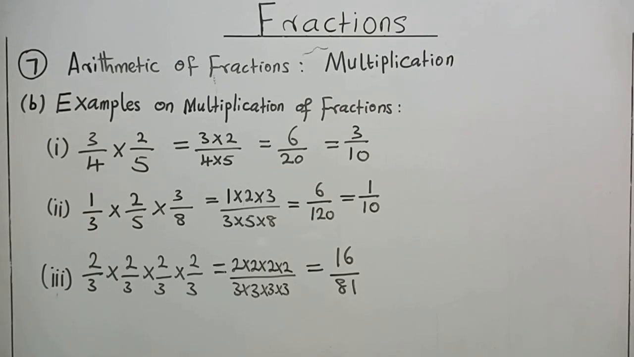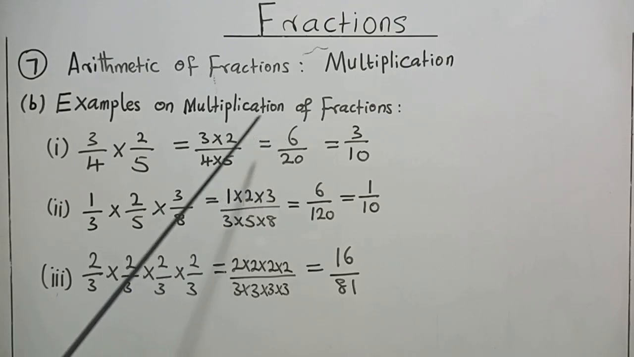What will be done? In line with this law, we just multiply the numerators and multiply denominators. See it happen here. 3 times 2. See it here. 4 times 5. Now next, 3 times 2 is 6, and 4 times 5 is 20. So the result of this multiplication is 6 over 20.